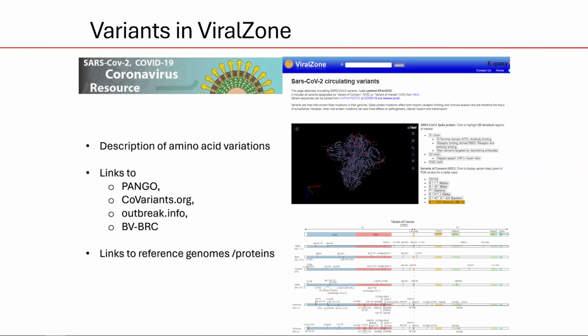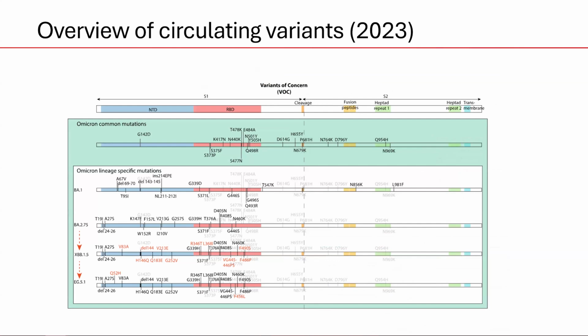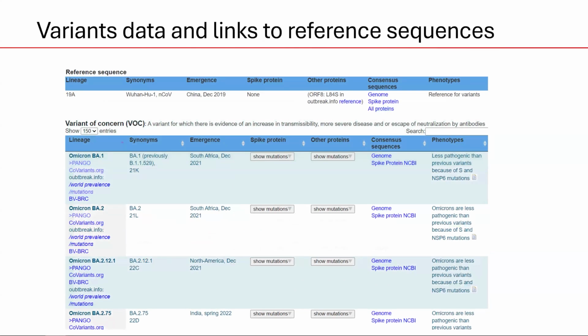Of course, in early 2021, the game changed a bit, and there were variants coming up and taking a lot of place. So we started to create a variants page, which has links to Pango, CoVariants, outbreak.info, and BV-BRC resources. It lists the main circulating variants, where the mutations are, in kind of graphics. And we have also a list in which you can find every data. So you get the links to Pango, CoVariants, and so on.